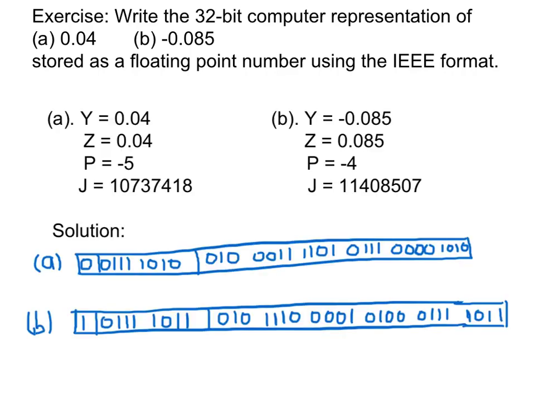How did you get on? Hopefully you got on okay. Here are the solutions for part A and B. I've listed the values for y, z, p and j for both parts. And then lastly here down at the bottom, I've just written out the entire solution, the 32 bits that represent both of the numbers.